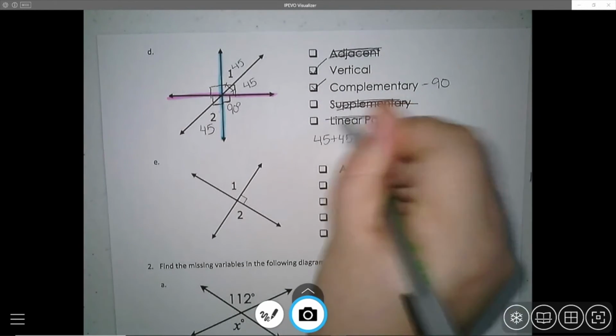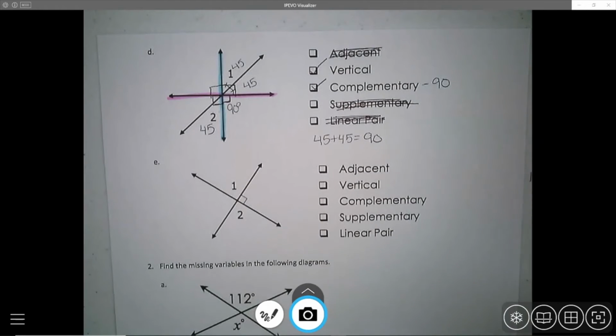Are they a linear pair? No. They are not a linear pair because they are not adjacent. They are not supplementary.